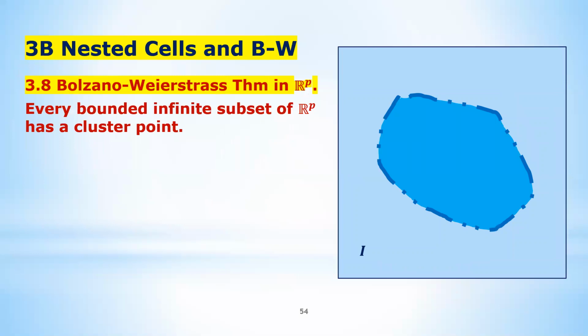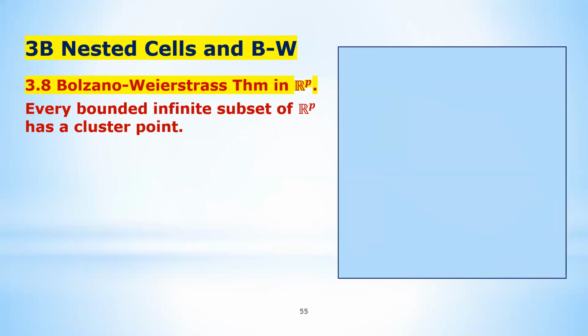And that's just what I'm going to review a little bit more: the theorem we proved last time, the BW theorem in R^p. This theorem says that every bounded infinite subset of R^p has a cluster point. So this is what we did, okay? And actually from here, we can draw some consequences.